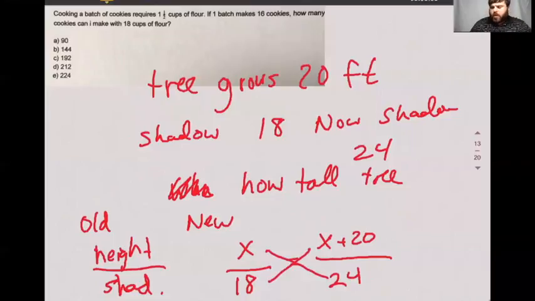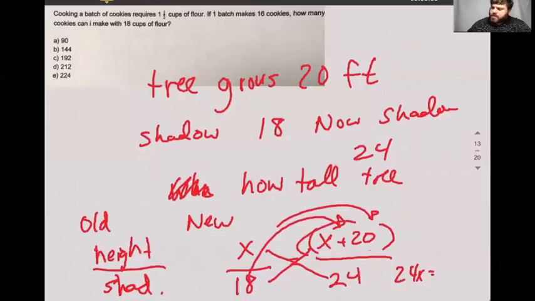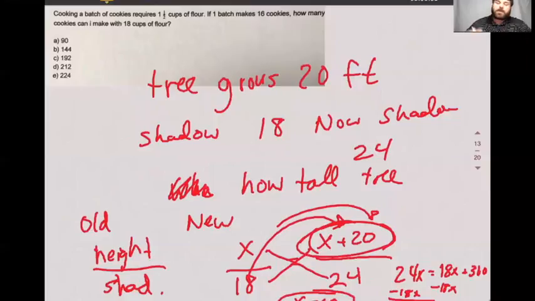You can still cross multiply. 24 times x is 24x. Now here you have to multiply this 18 to both parts. You have to distribute because there's now a group. But if you do 18 times x, you get 18x plus 18 times 20, which is 360. And you just solve that equation, right? You subtract over your 18x from both sides, you get 6x equals 360, so x is 60. So the tree was 60 feet, now it's 80 feet.